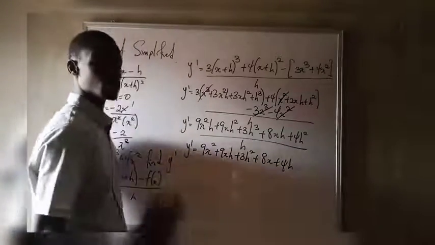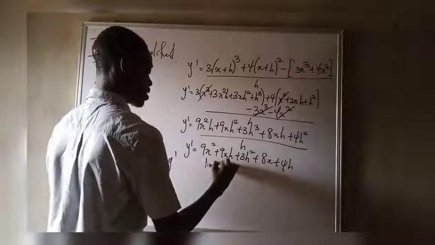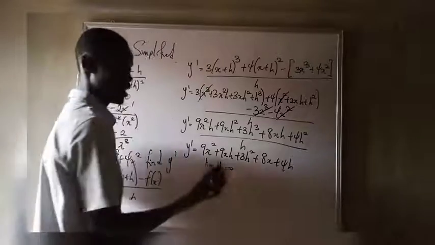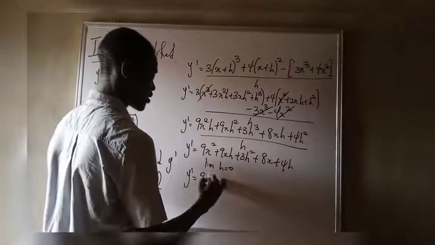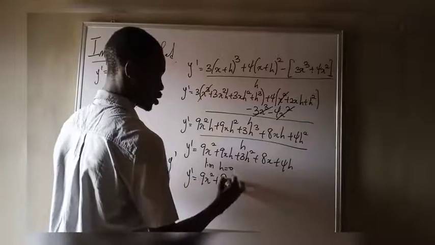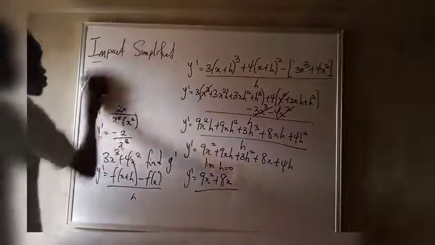And now, as I've said, we only divide through by h one time. And after that, if h still exists, we limit our h to 0. So limiting your h to 0, what do we have? We have 9x squared plus 8x. And that is all about the first principle.